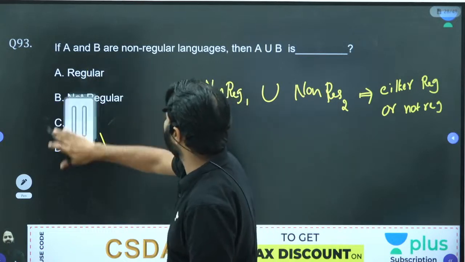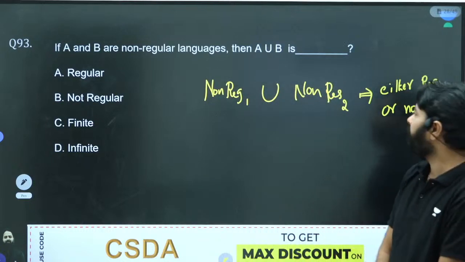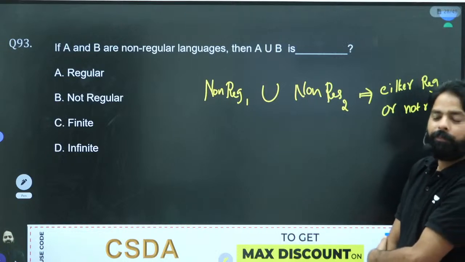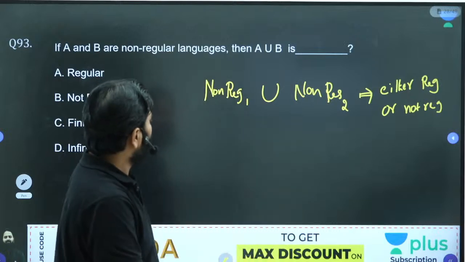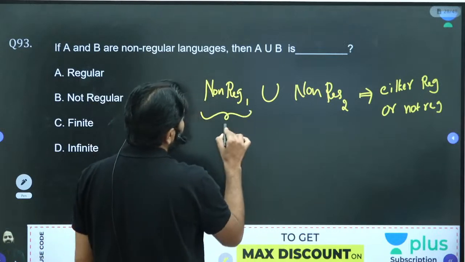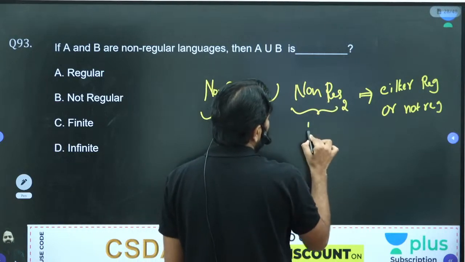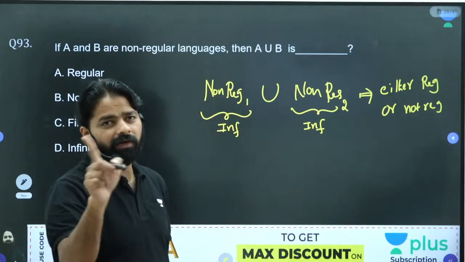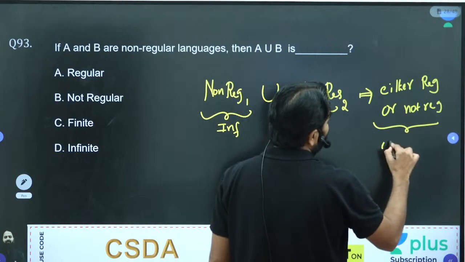Wait. This time one could match. Any idea what can it match now? It may be regular or not regular, but something happens now. Every non-regular, can we say infinite? Every non-regular we can say is infinite, because finite is always regular, right? Every non-regular has to be infinite. Infinite union infinite, we can guarantee it is always infinite.